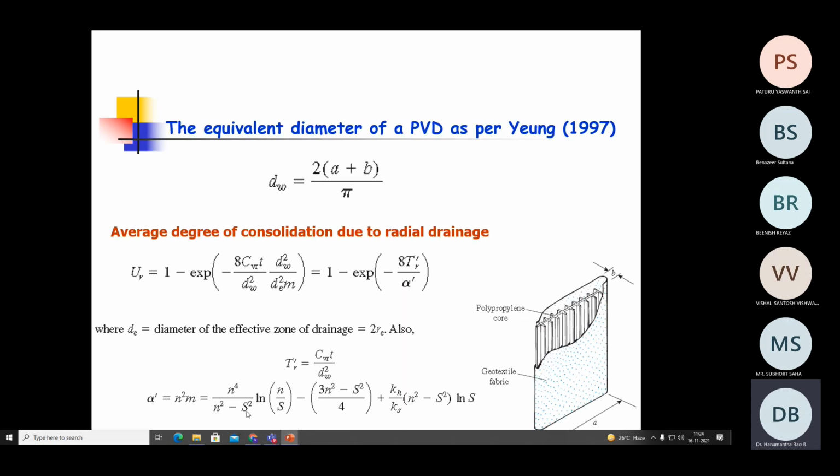While S is related to the smear effect. I will show you that equation. N is the ratio of dE by dW, and KH is the permeability in the horizontal direction. KV is permeability in the vertical direction. So here S accounts for the smear effect, KH and KS account for the well resistance. If you use this equation, it accounts for all possible limitations of the PVD.